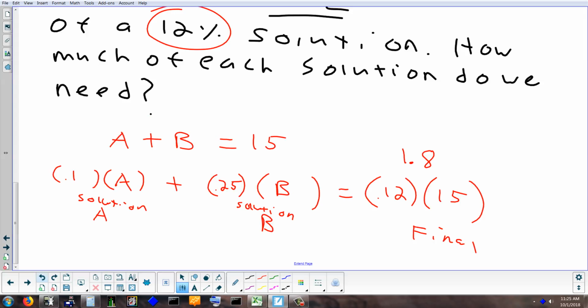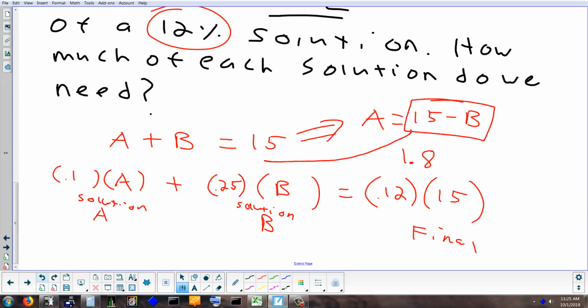Which variable do you want to get by itself? A. All right. So I'm just going to put an arrow over here. How would you get A by itself? Subtract B from both sides. Yep. Now you've got a formula for A. It's 15 minus B. And what did you say to do with the 15 minus B, Sam? Plug that in to A. Yep. Substitution. Okay, so that's what that's called. We're going to substitute in for A, and when I'm done, I'm only going to have an equation with a single letter.